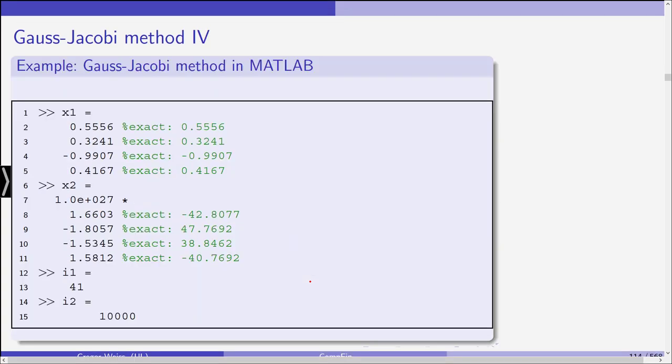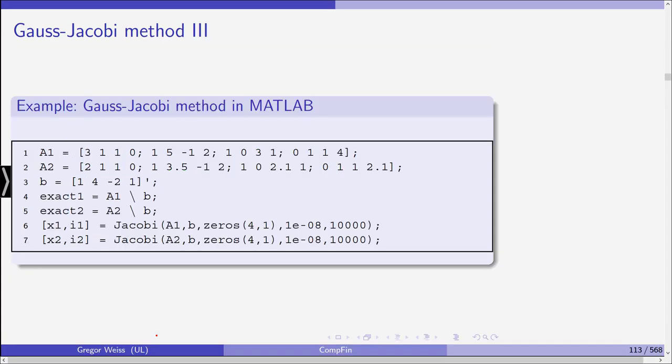So x1 is actually near perfect. You can see that after 41 iterations, we got the solution right, at least with 4 decimals, so we got the same result as Gaussian elimination. With x2, it stopped after the maximum number of iterations had run out, and the result is a disaster. Well, you can imagine what happened.